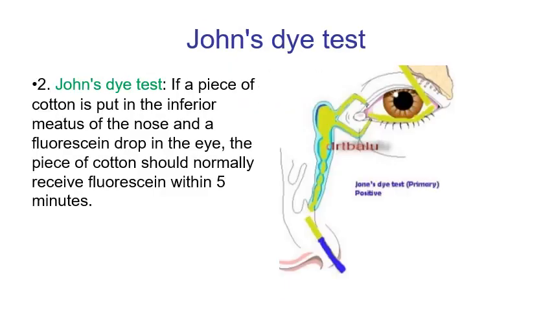So if it is not, then it can be because of the problem of blockage, or it can be because of lacrimal puncture also, because the dye is not entering inside the drainage system. So Jones' dye test: if a piece of cotton is put into the inferior meatus and a fluorescent dye is dropped in, the piece of cotton should normally receive the fluorescein within 5 minutes. That is called Jones' dye disappearance test.